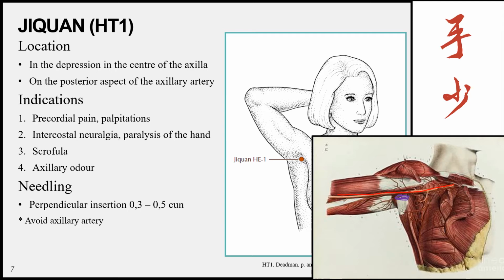This point can be used for precordial pain and palpitations. It can also be used for intercostal neuralgia and paralysis of the hand. Thirdly, it can be used for scrofula. And fourthly, for axillary odor. Our insertion is perpendicular, 0.3 to 0.5 tsun. And then remember here, we've got to be cautious and ensure that we avoid the axillary artery, which we just talked about here.